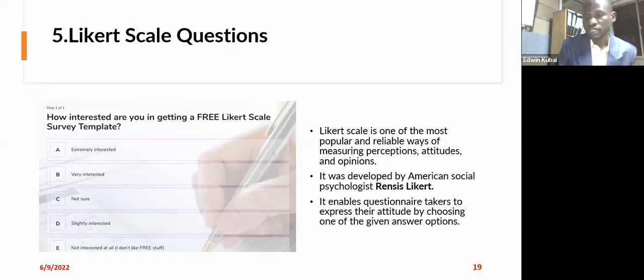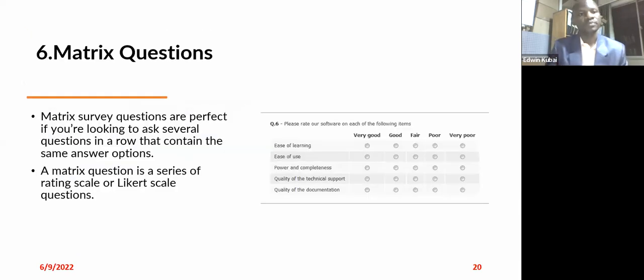It enables questionnaire takers to express their attitude by choosing one of the given answer options. In some questions you can select several, but in this case, for Likert scales, we only allow the respondent to select one multiple choice only. That's why it's very, very important. It's not like check boxes.